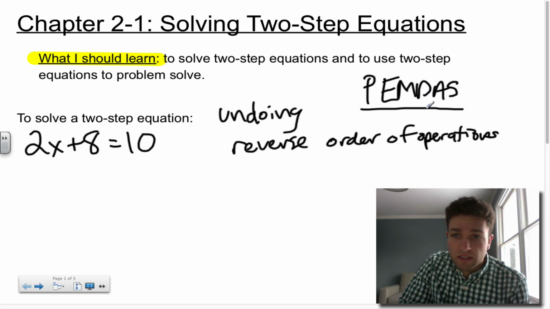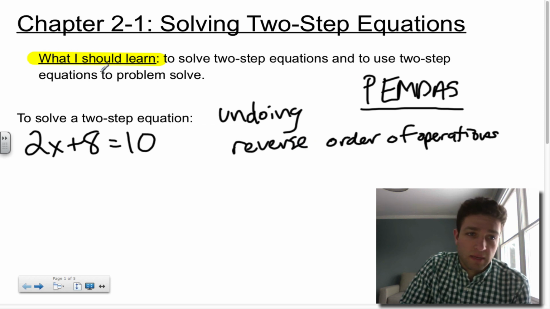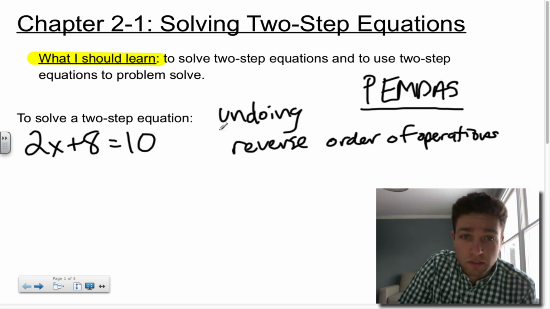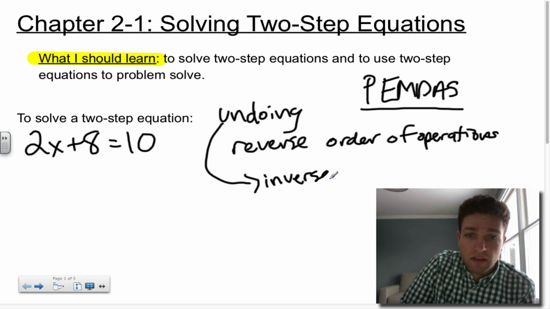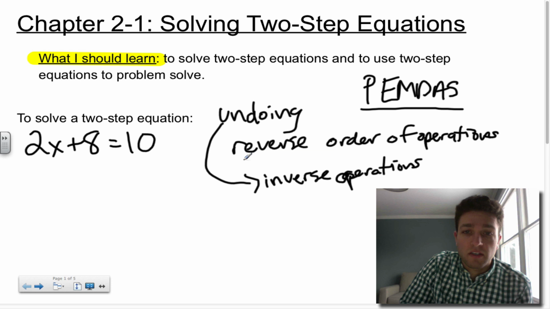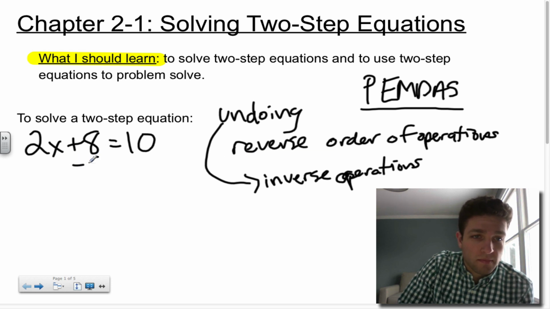So if we're doing things in the reverse order of operations, well, I've got multiplication and addition. Reverse would be addition and then multiplication. And I'm undoing it. You know that undoing things, we're talking about inverse operations. At this point in your math careers, you know what the inverse operations are. So the inverse of addition is subtraction. So 8 minus 8 is 0.